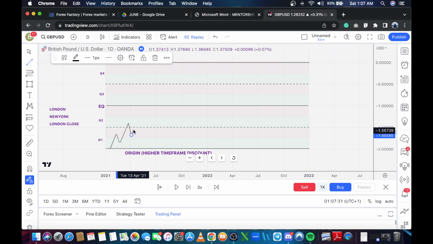But now, if the market went like this, is that a buy? Yes. Why? Because we've run below a short-term low. We're inside the discount of the first quarter. This is our origin, and our bias is looking for bullishness.